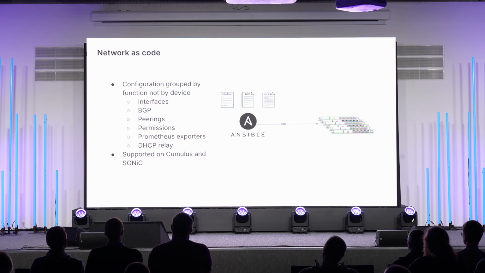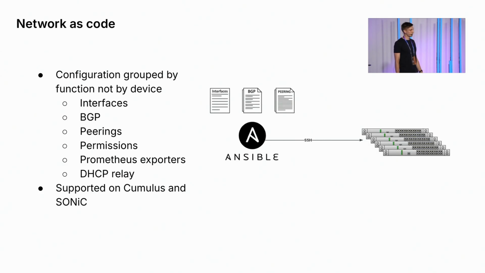Okay, so let's move on and talk about how we manage the network. It's no surprise we use Ansible to configure switches. We group our configuration based on the function it defines, not by device. In that case, we can easily look up all the interface configuration and all the peerings that we have across all data centers. And this configuration is independent of the operating system that the switch is running on. It gets translated when we push the config to switches, and it is supported on Cumulus and SONiC switches.